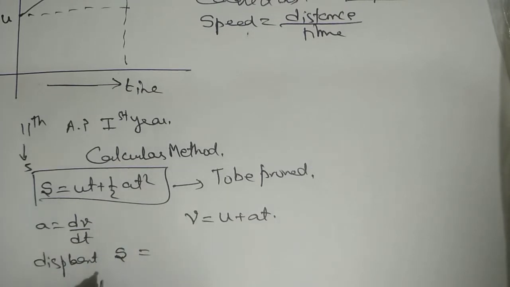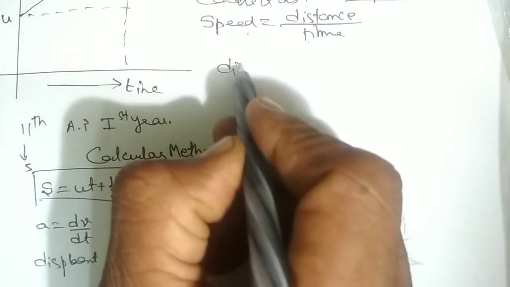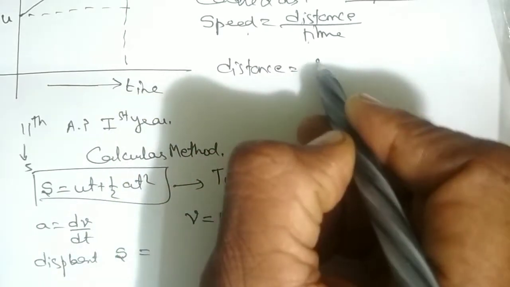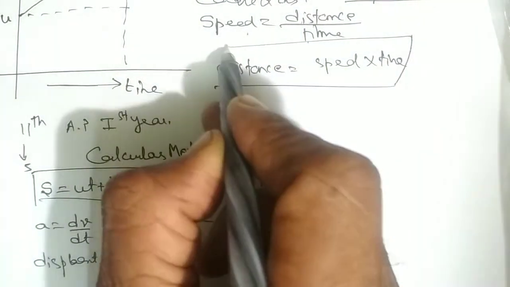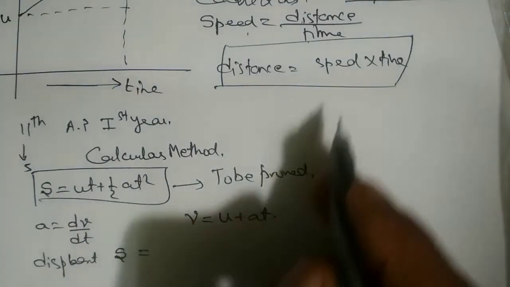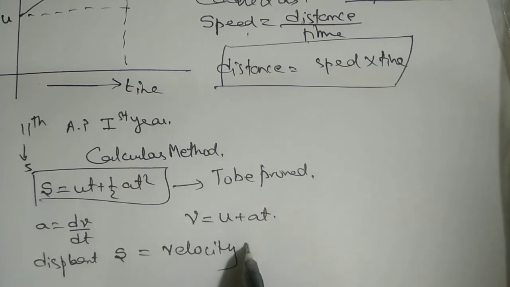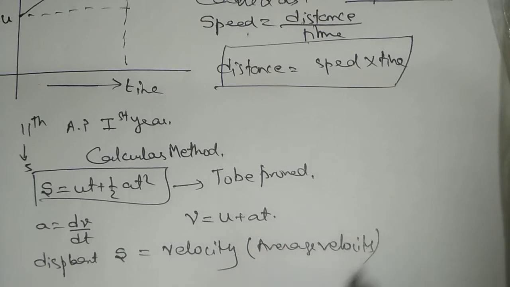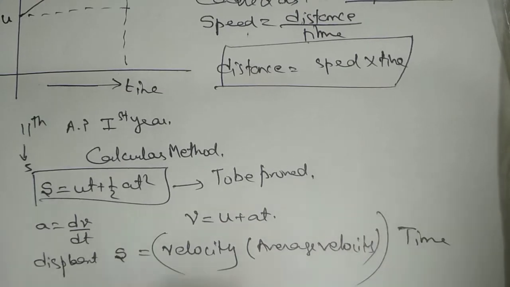From the basic knowledge that speed is equal to distance by time, distance must be speed into time, is it not? So we're going to use common sense here. But here this speed is velocity. Which velocity? It cannot be u, it cannot be v, so it must be average velocity, into time. This is one way to derive displacement or distance.